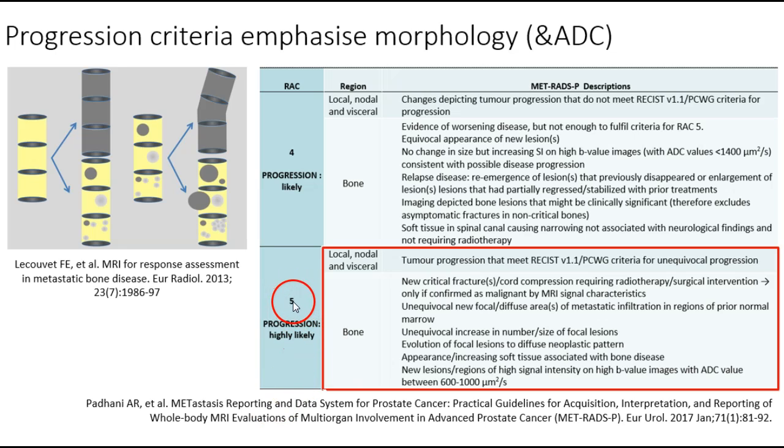So a response assessment category of 5, progression highly likely, would include features such as an unequivocal increase in the number and the size of lesions, an unequivocal new focal or diffuse area of metastatic infiltration. Now you'll notice that there are no diffusion criteria here. The only diffusion criterion related to ADC is that any signal change that you see emerging would have to have an ADC value between about 650 and about 1200, which represents the active range for metastatic disease.